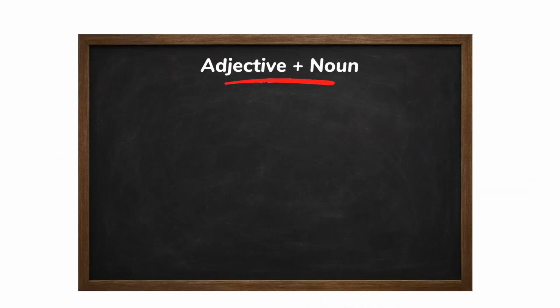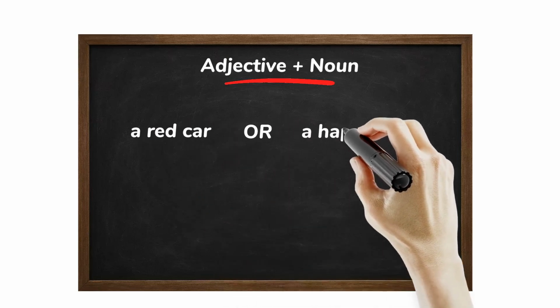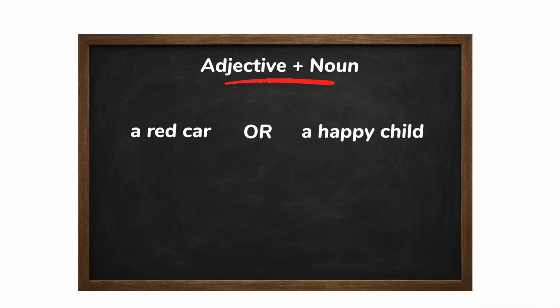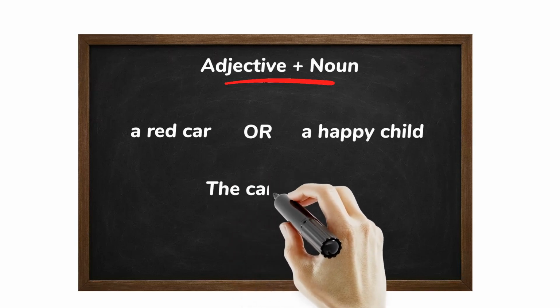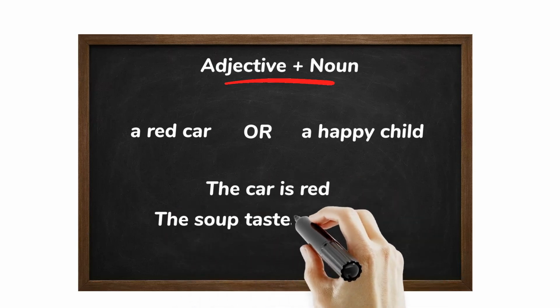Most of the time, adjectives come before the noun they describe, like a red car or a happy child. Sometimes they come after linking verbs like is or seems. For example, the car is red or the soup tastes delicious.